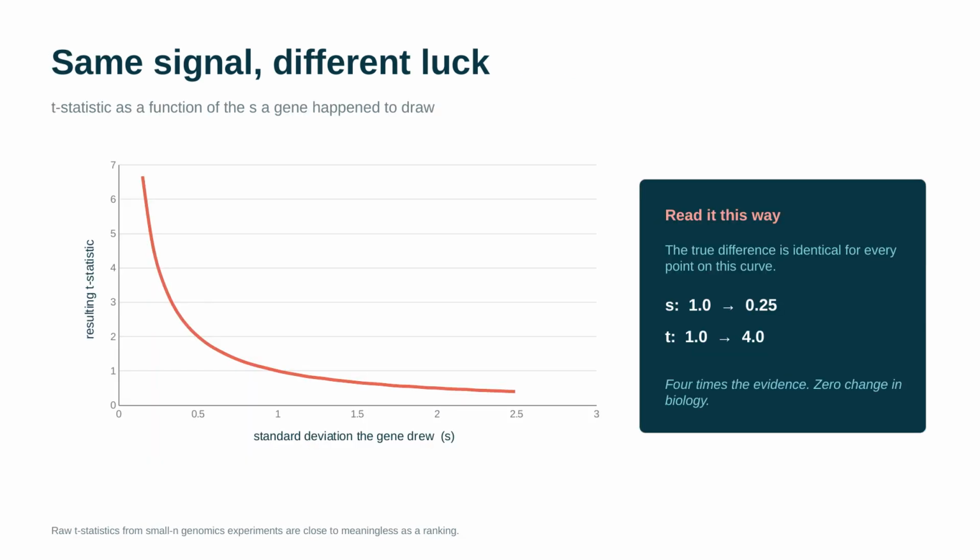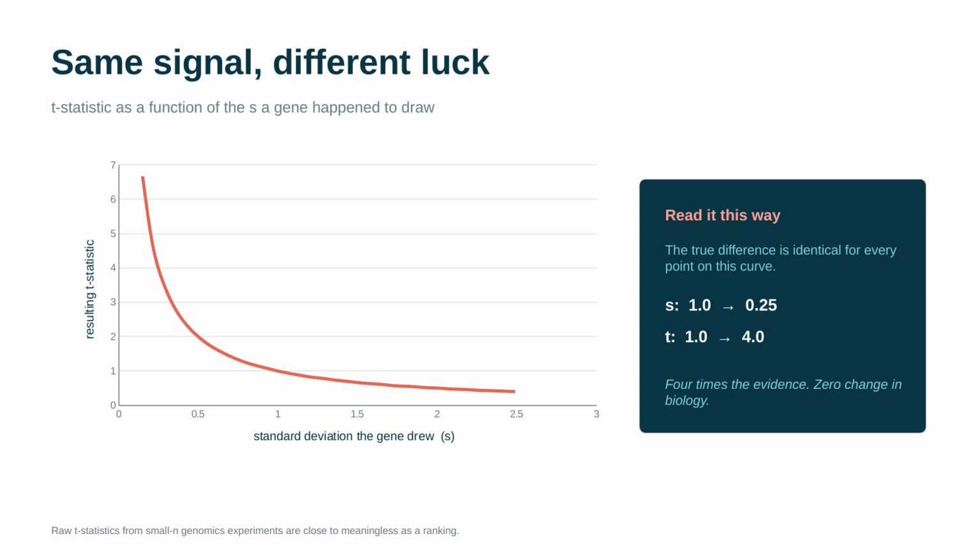Here is that effect drawn out. On the horizontal axis is the standard deviation a gene happened to get. On the vertical axis is the t-statistic it produces for a fixed, identical true difference. The curve is a hyperbola. As s falls towards 0, t runs away to infinity. Notice this is not a gentle relationship.